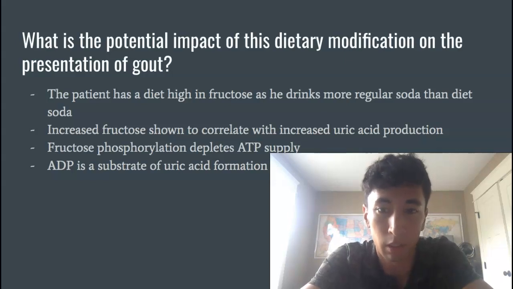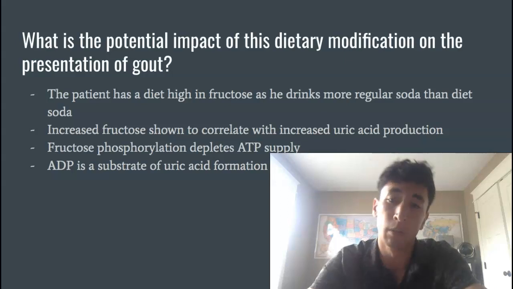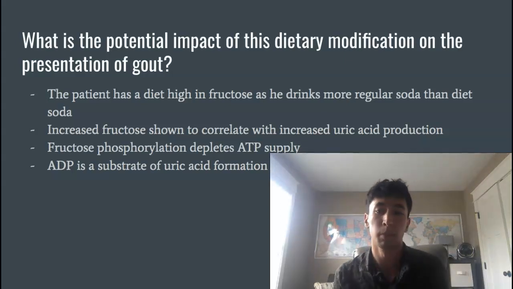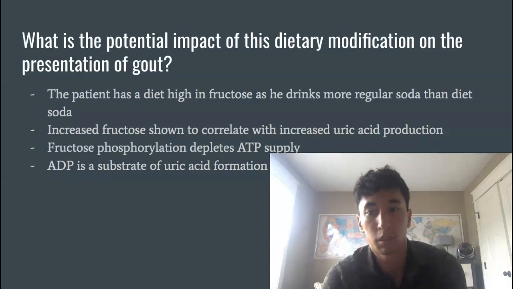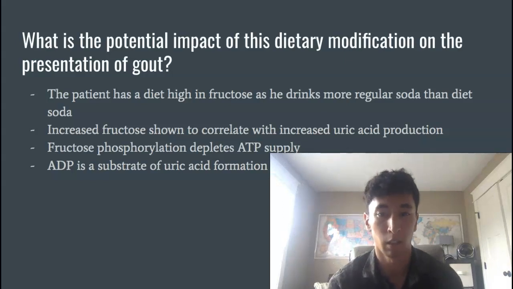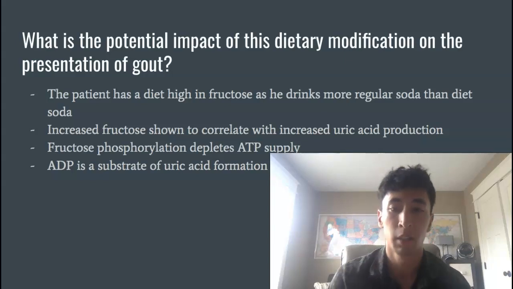in those regular sodas. The study found, more so in the paper, that fructose supply increases in the body and can lead to ATP use in fructose phosphorylation. This in turn causes increased levels of ADP as a substrate for uric acid formation.